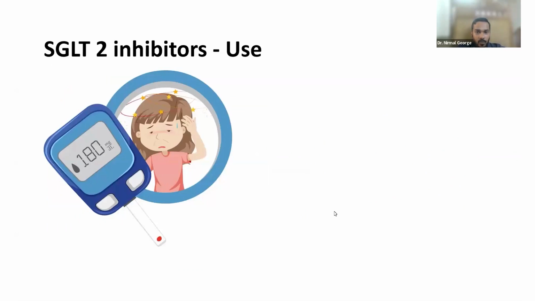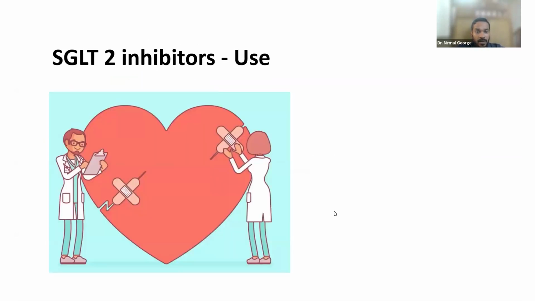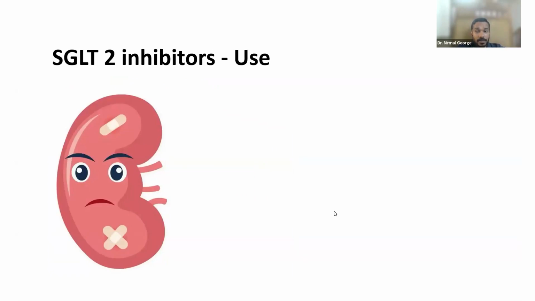SGLT2 inhibitors are used for the treatment of type 2 diabetes mellitus, and it produces an HbA1c reduction of 0.7 to 1%. SGLT2 inhibitors are also approved for the treatment of heart failure. They can also be used as a diuretic agent. And SGLT2 inhibitors, especially canagliflozin, dapagliflozin, and empagliflozin, are used for reduction of the progression of renal disease.